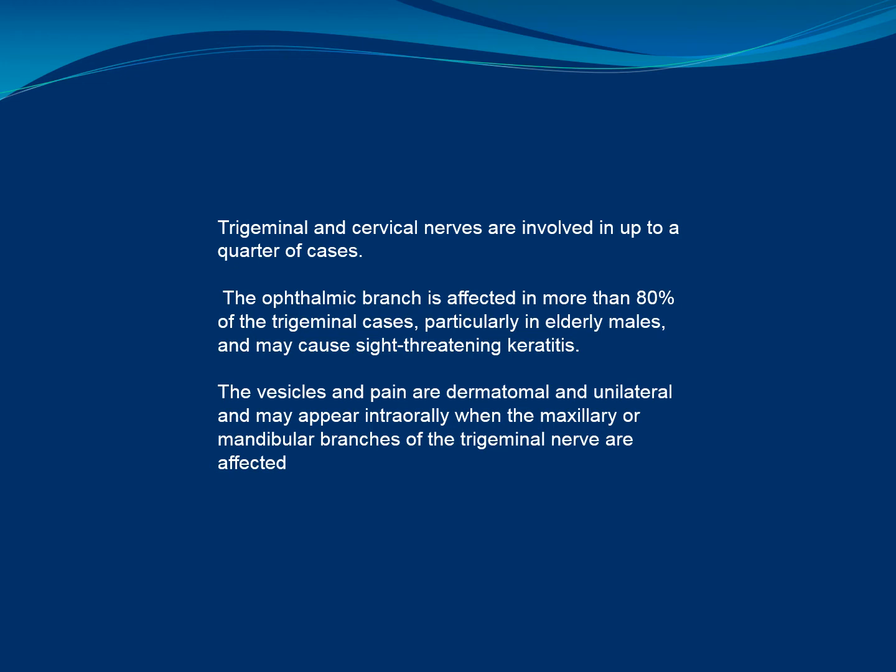Trigeminal and cervical nerves are involved in up to a quarter of cases. The ophthalmic branch is affected in more than 80% of the trigeminal cases, particularly in elderly males. The vesicles and pain are dermatomal and unilateral, which is a very important feature, and may appear intraorally when the maxillary or the mandibular branches of the trigeminal nerve are affected.